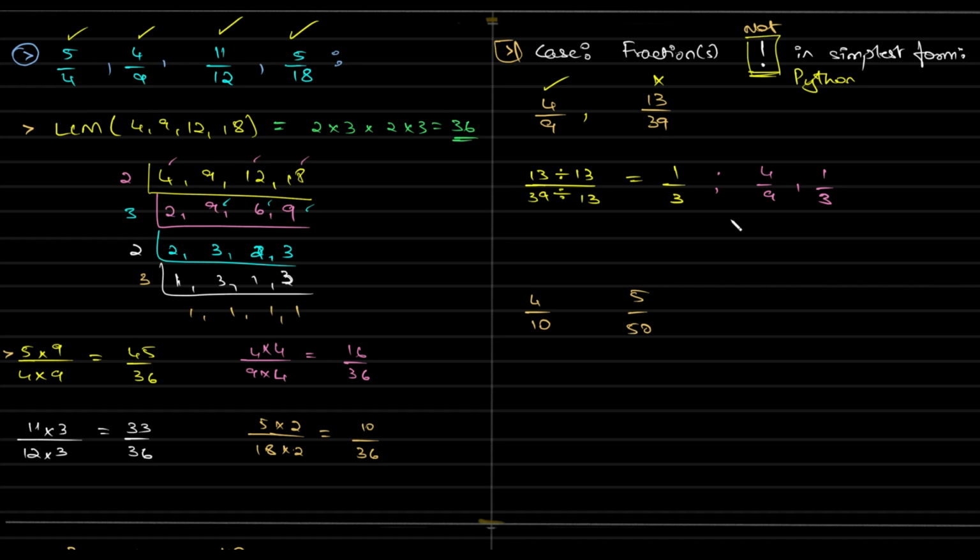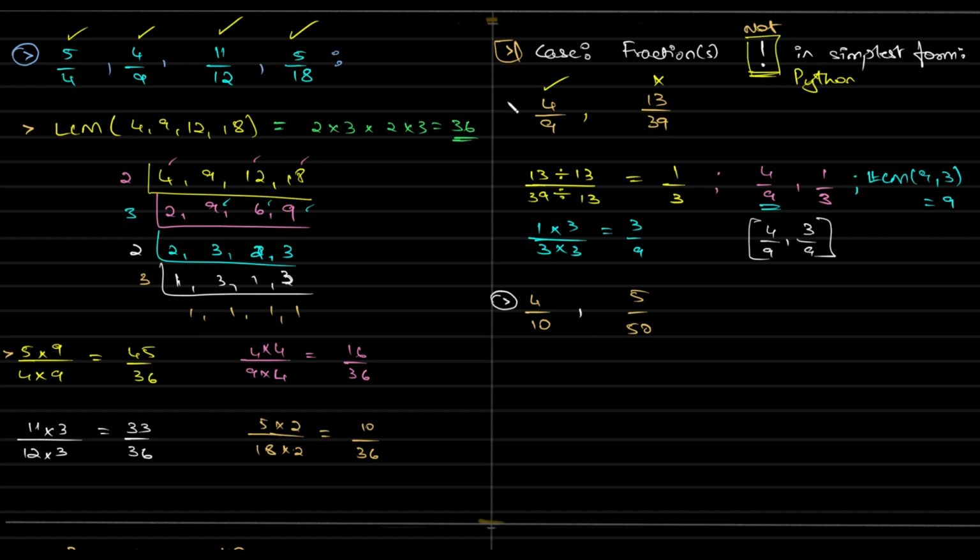And now it's the simple step of finding the LCM between 9 and 3, sorry, which is 9. The first one is already converted. We have to convert the second one. 1 by 3 has to be multiplied with what? 3 by 3, which is 3 by 9. And thus we have 4 by 9 and 3 by 9, converting the fractions from unlike to like.